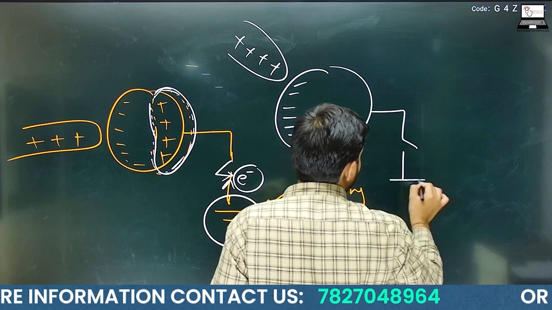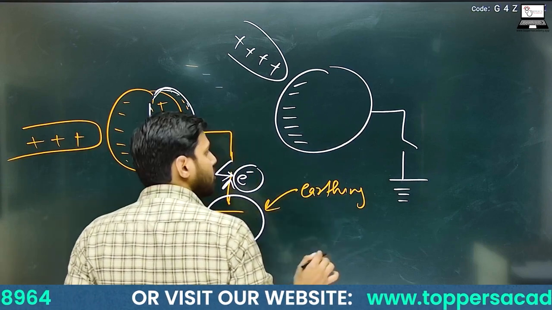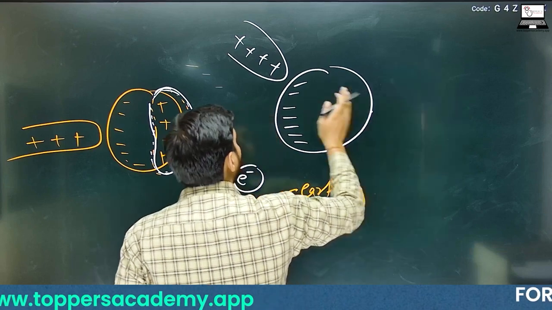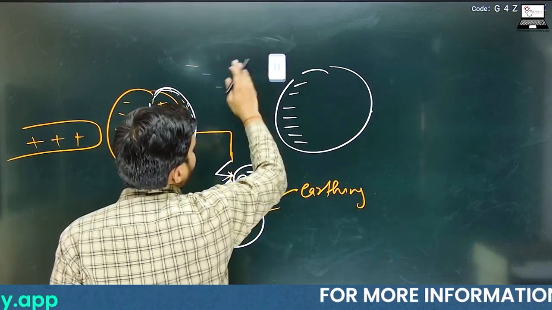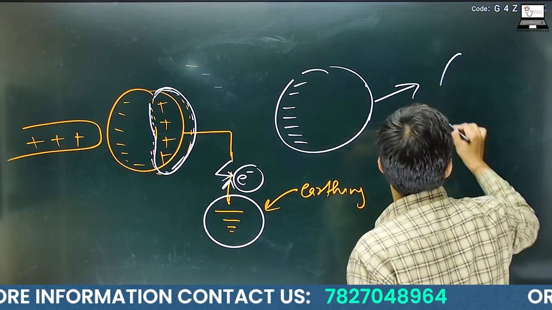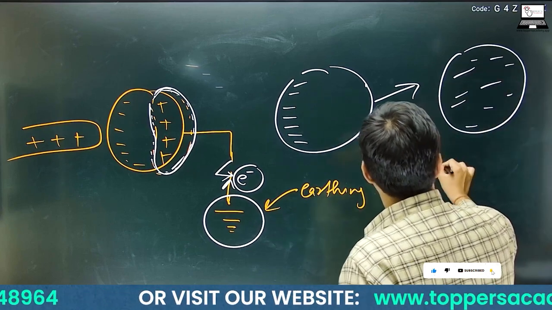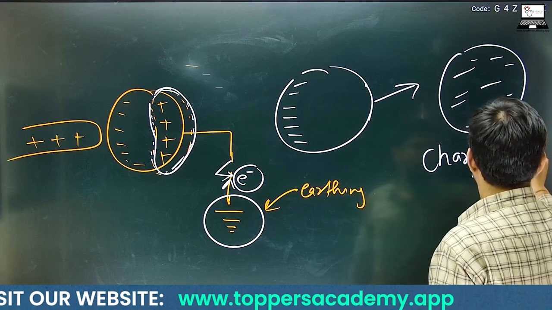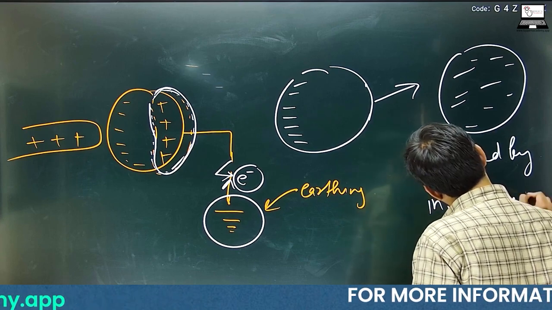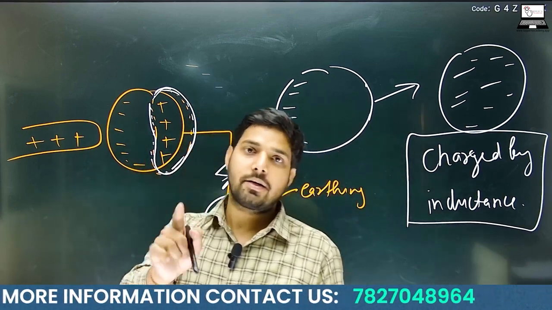And then we will again just open the switch. After opening the switch, we will be doing this. Now we will be removing this also. And after these many processes, now our body is negatively charged. And this has been charged by induction. So this is the process of charging by induction.